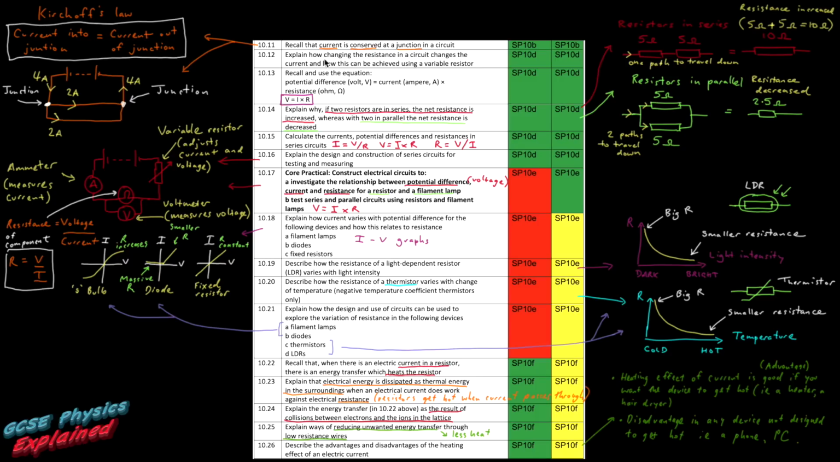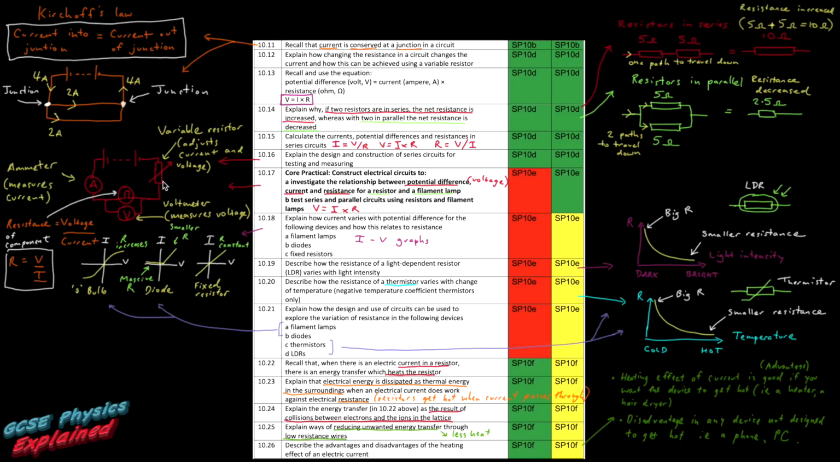10.12. Explain how changing the resistance in a circuit changes the current and how this can be achieved using a variable resistor. So we basically use resistors to control the size of the current. If you've got a variable resistor, it means that you can adjust the resistance and that'll adjust the current. So if you make this resistance bigger, it'll make the current in the circuit smaller, or if you make this resistance smaller, it'll make the current bigger.